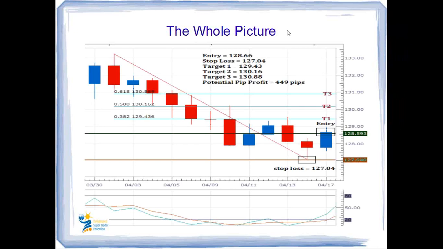So now as part of that, on that component, we're seeing the whole picture. Step number 1, we saw the pattern. Yes, there is a morning star pattern. It's in the level of demand. Stochastics on the oversold. Here's the trigger price. We have the entry. We have our stop loss, 127.04 minus the spread. We create our target points based on retracements because we're based on probabilities. T1, T2, T3. T1, 129.43, 130.16, 130.88.